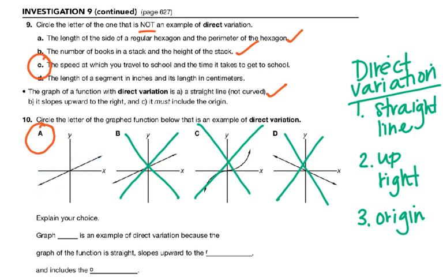Straight line, up to the right, includes the origin. So graph A is an example of direct variation because the graph of the function is straight, slopes upward to the right, and includes the origin.